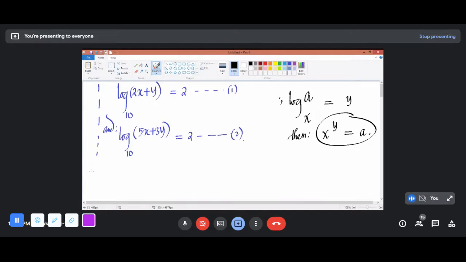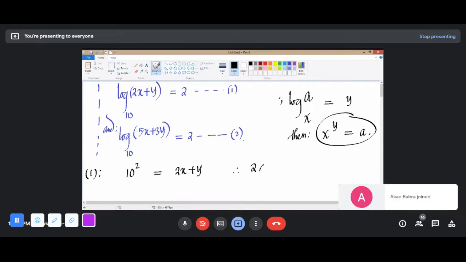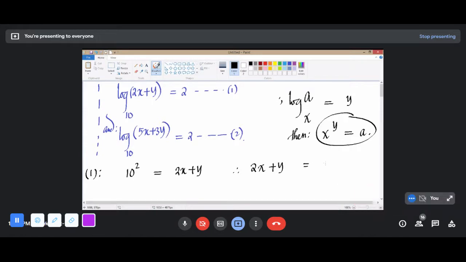So what will our equation 1 become with respect to that law? 10 to power 2 should equal 2x plus y. Therefore, 2x plus y is equal to 100. That becomes my equation 1. In the same line, 10 to power 2 in equation 2.